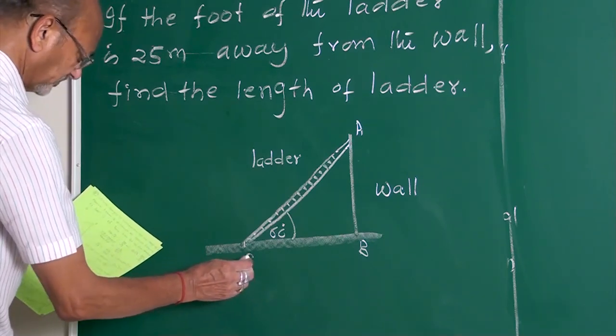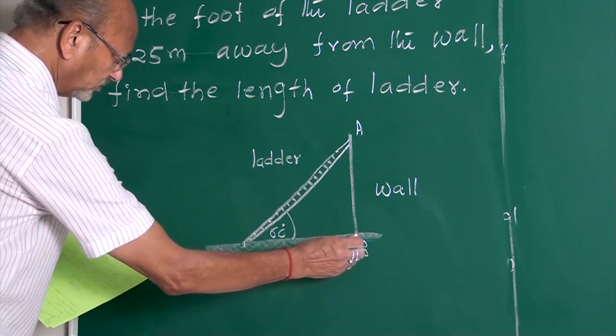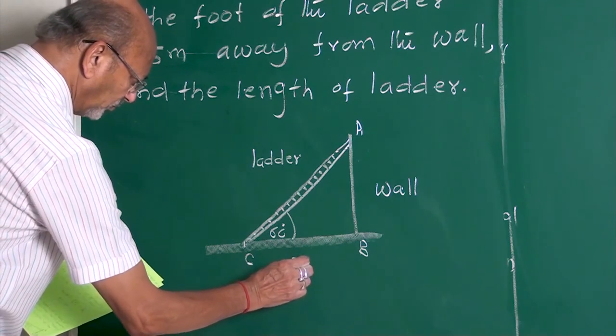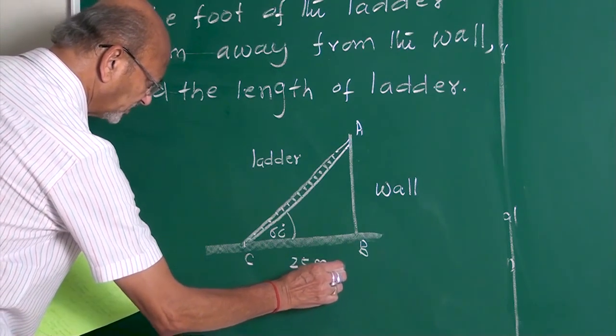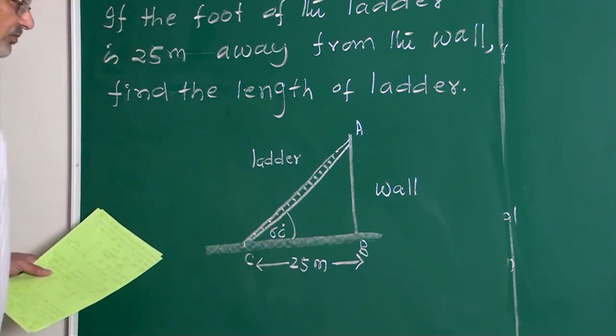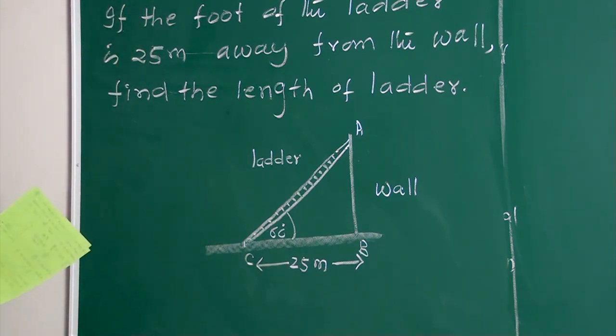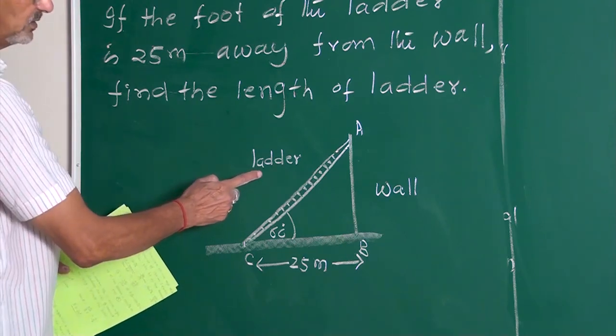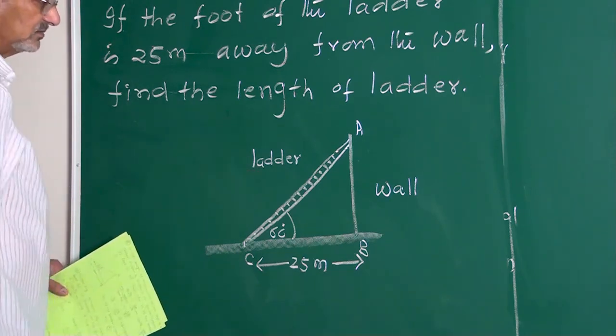This point is C. Then from this foot of the wall, this is 25 meters away. 25 meters away from this place. Then you wanted, what is the length of the ladder?